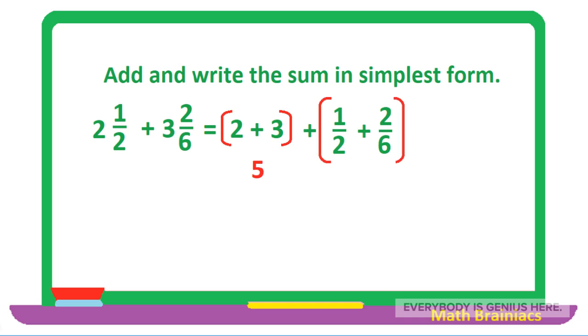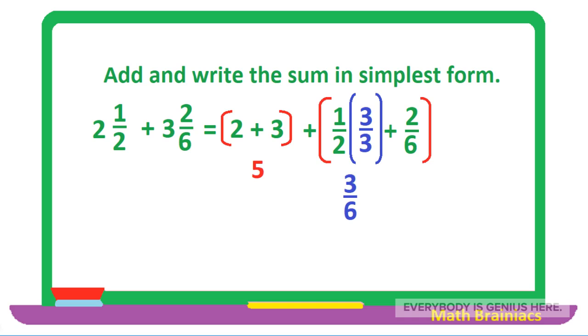We are going to add 1 over 2 plus 2 over 6, but the denominators are not the same, so we are going to work on the denominators first. We can multiply 1 over 2 by 3 over 3. 1 times 3 will give us 3, and 2 times 3 will give us 6. Accordingly, the denominators now are the same. So, we can add the 2 over 6 to 3 over 6.